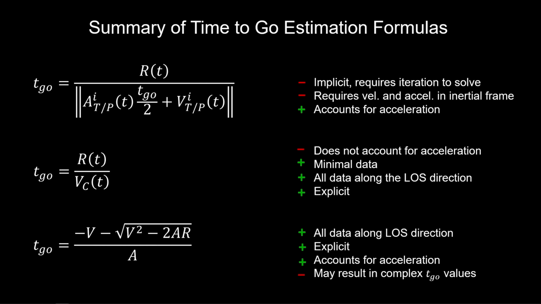The third estimation formula is motivated by resolving the time-to-go estimation along the line of sight direction. This results in an explicit formula that accounts for relative acceleration. The result appears to be valid under certain kinematic assumptions that are not necessarily guaranteed. If you have a reference that discusses this further, please put it in the comments below. With these methods, we're now ready to test the accuracy of each approach.